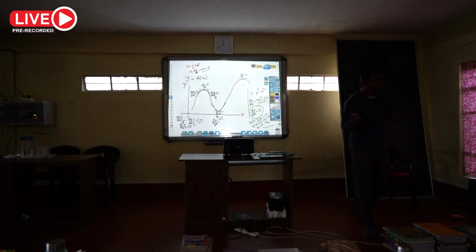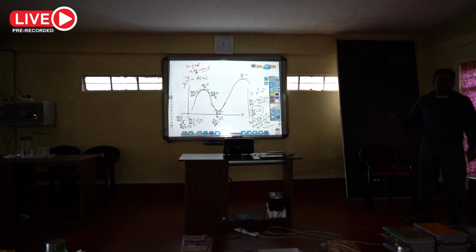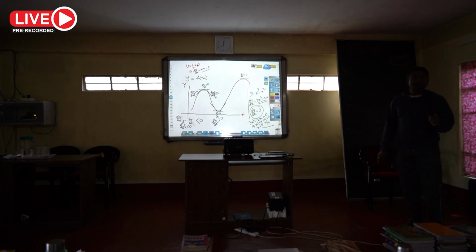Final value is positive, initial value negative. So final minus initial means, suppose plus 3 minus of minus 3, so the entire thing will be plus 6. So that's why near the minimum value, the double derivative sign will be positive. Okay.